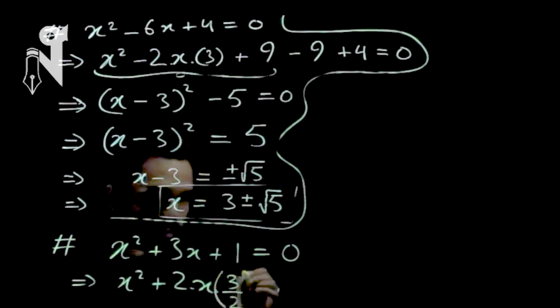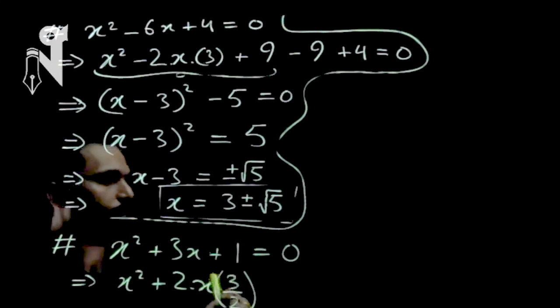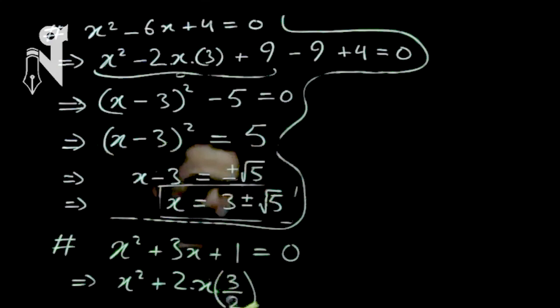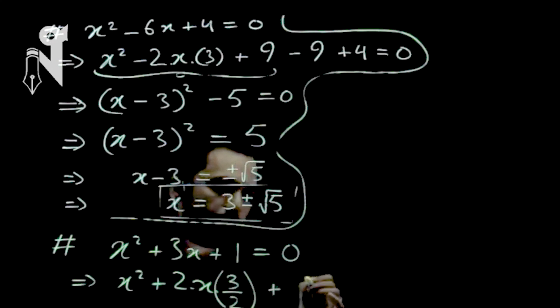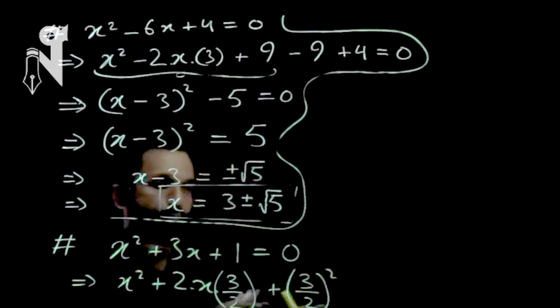Why do so much? Because I want a 2, I want an x, and I want the remaining thing, which becomes my b. A 2 and an x, and the remaining thing is my b. So I got my b. I want my b square over here. How much is b square? That's (3 by 2) whole square. That's your b square. Now you have planted your b square.